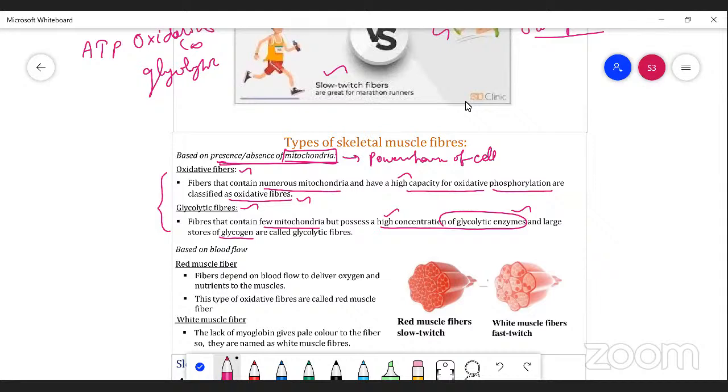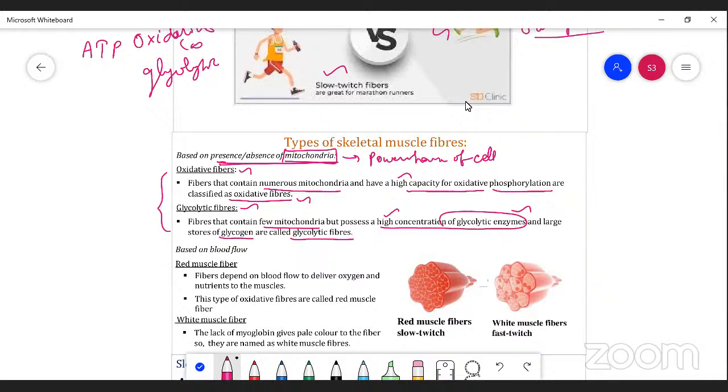Excess glucose, that means energy, is stored in our body, in the muscles and the liver, as glycogen content. So fibers that contain few mitochondria but possess a high concentration of glycolytic enzymes store a large amount of glycogen. That type of fiber is known as a glycolytic fiber. The fibers which have more glycogen are known as glycolytic fibers.